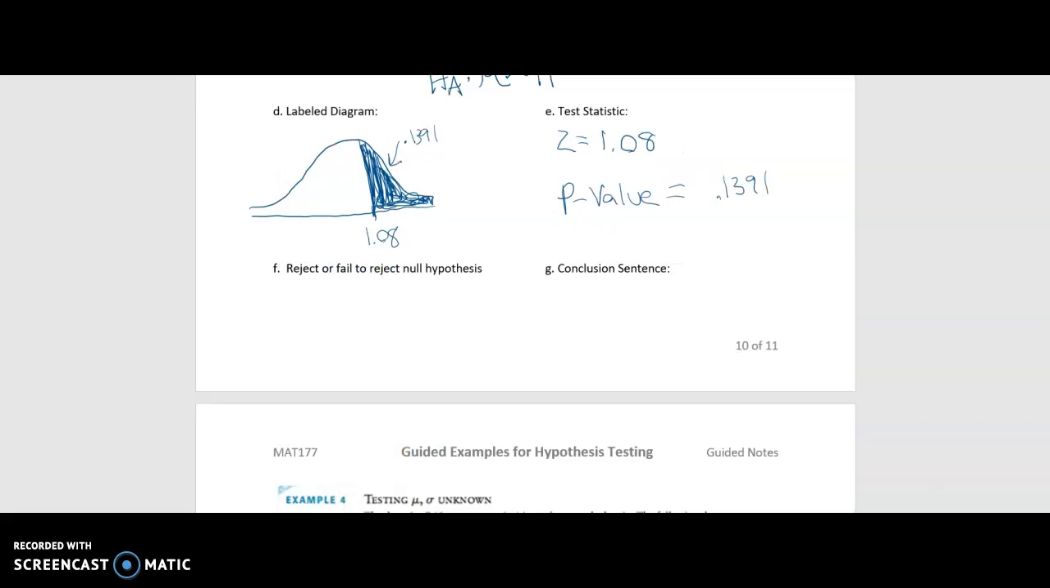You can see I've copied the information from my calculator onto my paper, even labeling the diagram. Now, I have to decide whether to reject or fail to reject the null hypothesis. Using the p-value method, we are going to reject the null hypothesis if we have a p-value that is less than our alpha, which in this case is 0.05. And that region, alpha, 0.05, you can see falls right here. And we only reject if our p-value is less than that.